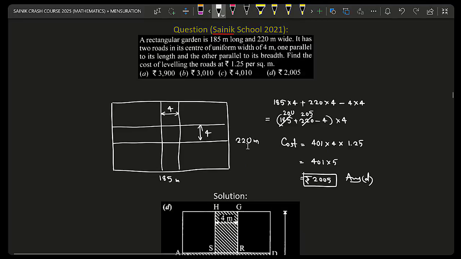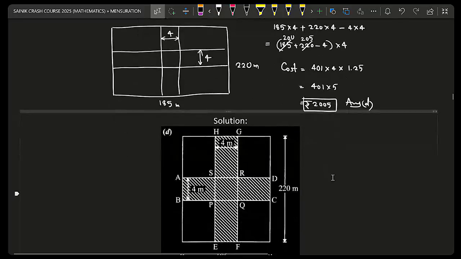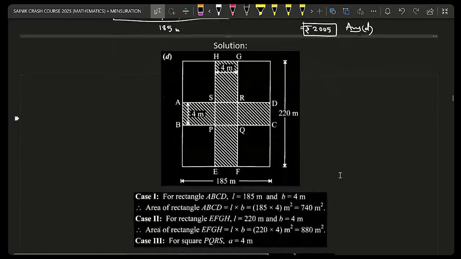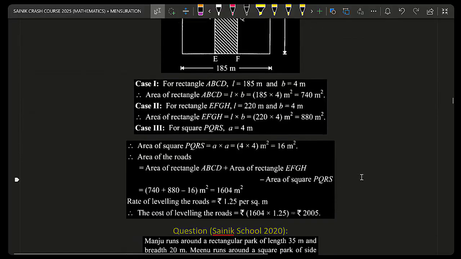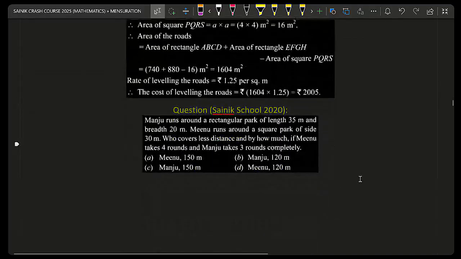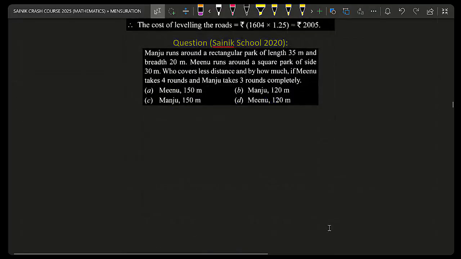So first we found the area to be leveled by adding those two rectangles and subtracting the square, then multiplying by the cost, the rate, then you get the cost. So the answer is 2005. Next, 2020 paper, you got this question.